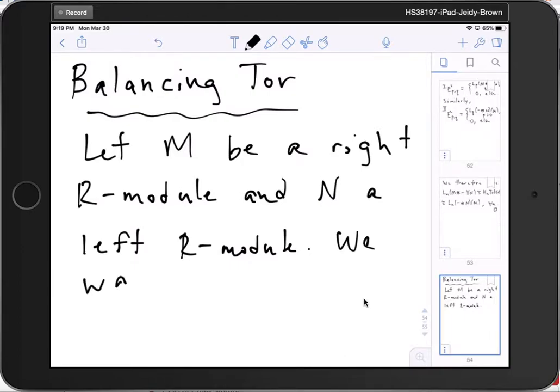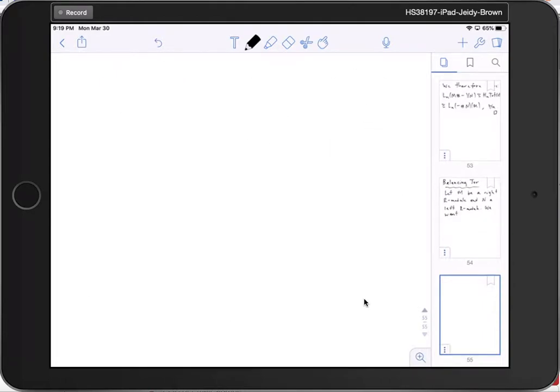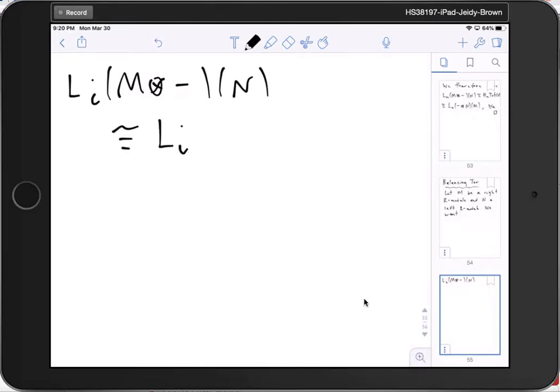So we want that the left-derived functors of M tensor blank applied to N are isomorphic to the left-derived functors of blank tensor N applied to N, for all i. So in other words, our two definitions of Tor coincide. Okay, so here's the proof.